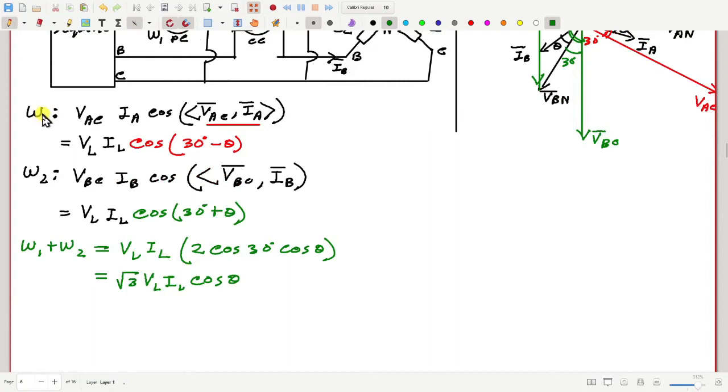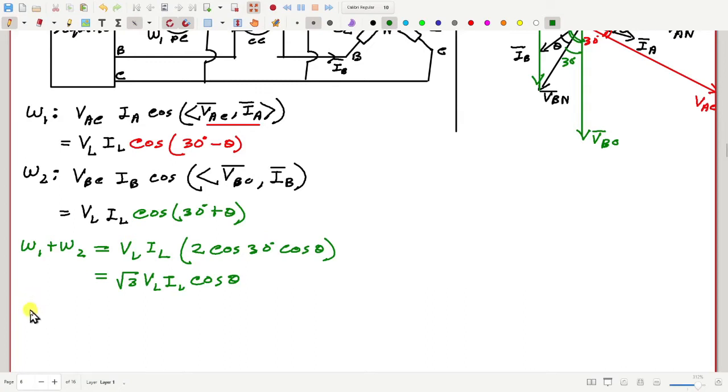Now, one more thing. Suppose W1 and W2, these two readings are given. From that, can we find out the power factor of the load? We can find out the total power, of course, by adding W1 and W2, but can we find out the power factor?